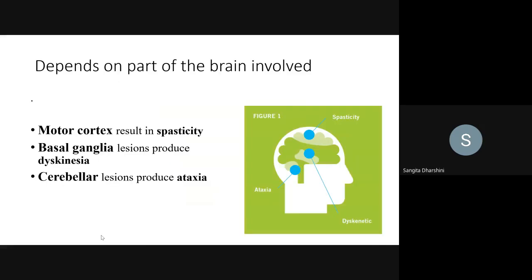And you may wonder, why are there different types of movements which we see in CP? Why certain children get spasticity, why certain kids get dyskinesia, why certain kids get ataxia, largely depends on which part of the brain is injured. If the injury is in the motor cortex, then the predominant movement disorder you're going to get is spasticity. If the injury is in the basal ganglia, then we are going to get dyskinesia. And last but not least, if the injury is mainly in the cerebellar white matter, then we would mainly get ataxia. There's a small cartoon depicting where these areas are, roughly.